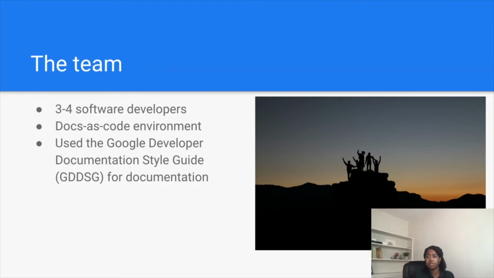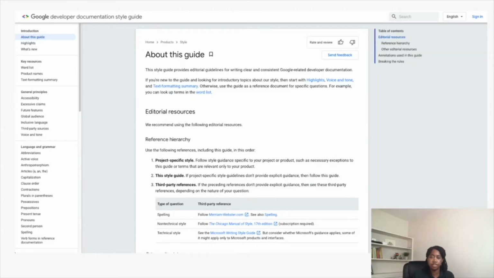We do work in a Docs code environment, so we use Git, Markdown, and VuePress for our documentation. And when I joined the team about a year and a half ago, they were using the Google Developer Documentation Style Guide for their documentation. If you've never seen Google Style Guide before, this is what it looks like. There's a screenshot here.